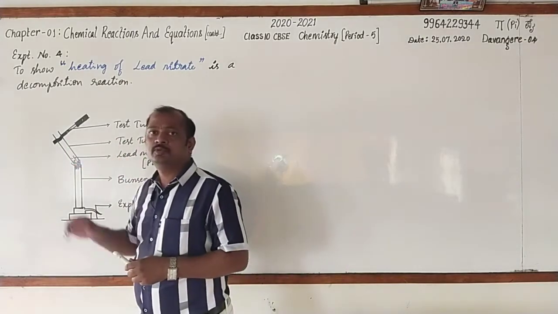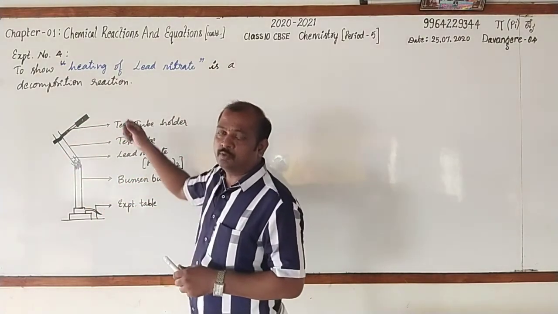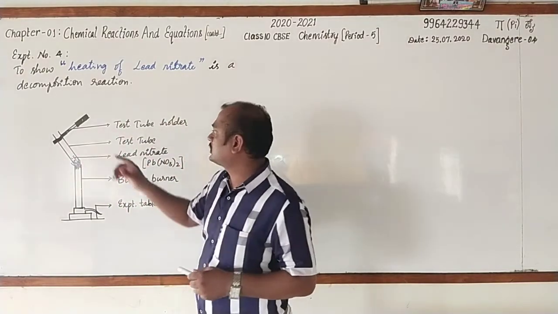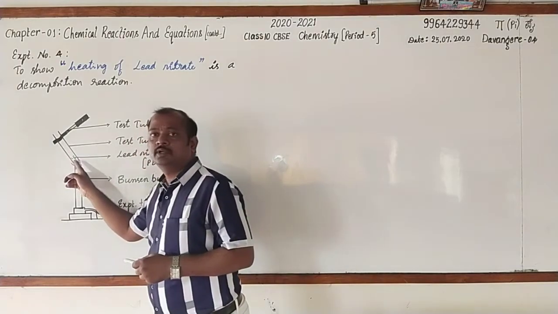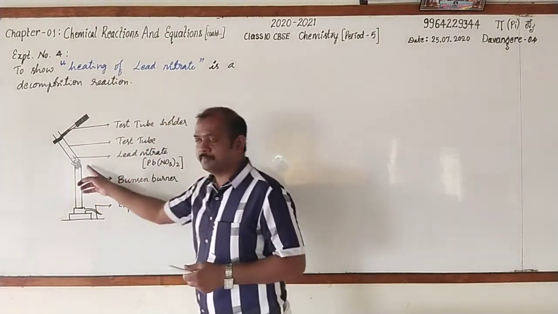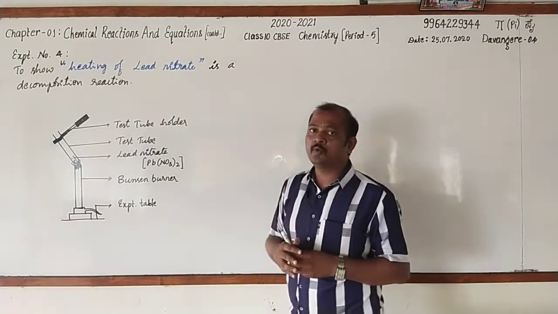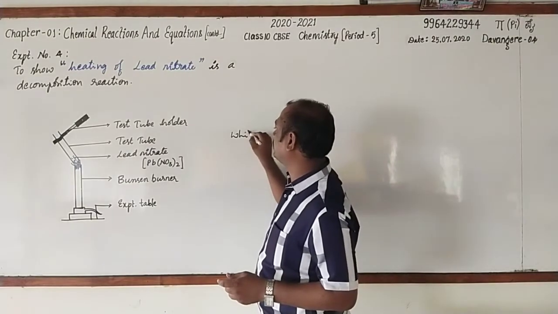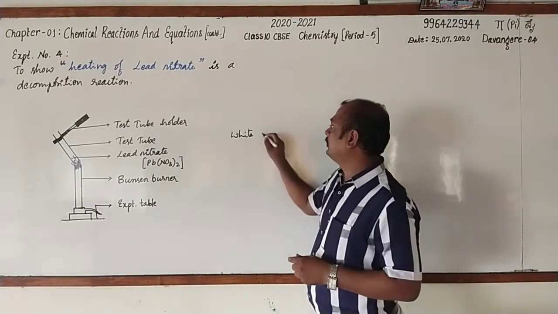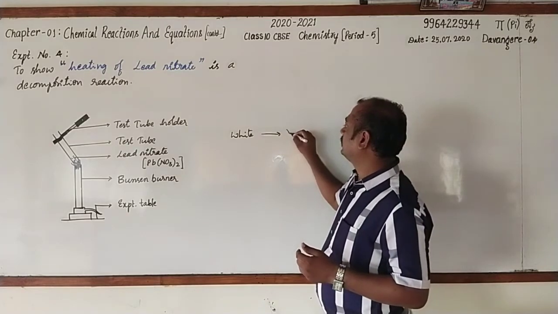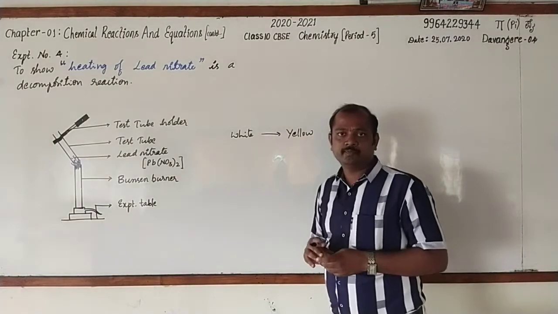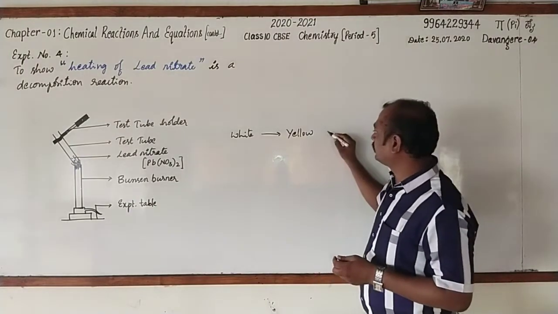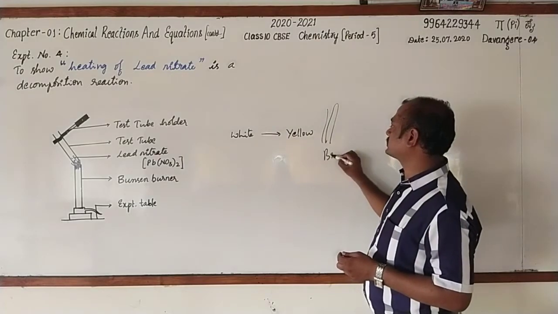Then fix the test tube to the test tube holder. Then hold it and introduce it to the flame. That means you start heating the test tube in the Bunsen burner flame. Then you know what we will observe. You just heat it for a while. Then this white color of crystals of lead nitrate will start turning to yellow, light yellow. Got it? Then after that you will also notice that brown color fumes start coming out.